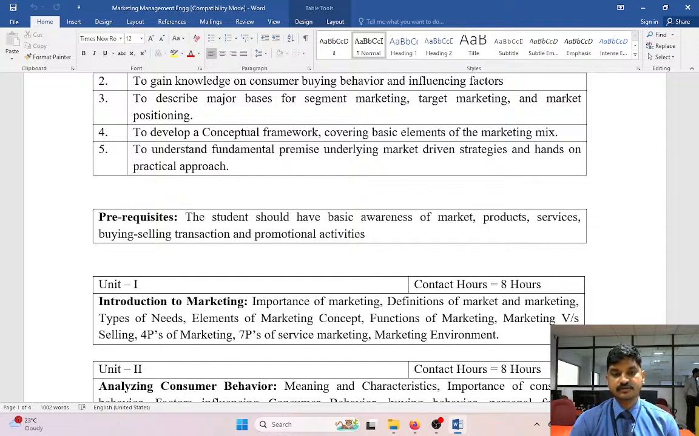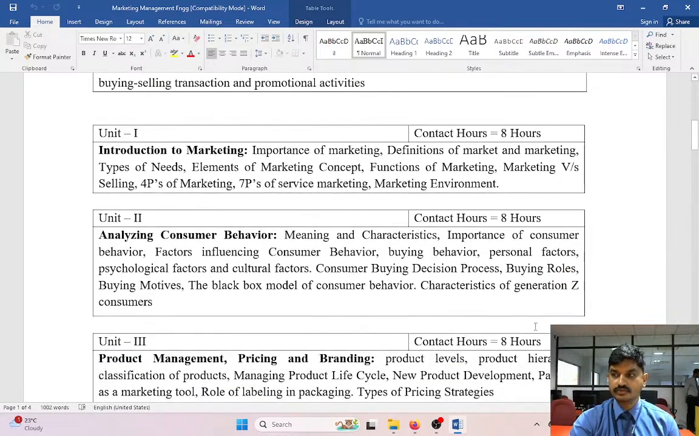So we shall study about these 7 P's of marketing and a general overview of what marketing is all about, followed by various marketing environments in which an organization operates. So there are macro environments as well as micro environments. So we shall study these aspects in detail in module number 1. Moving forward to module number 2.